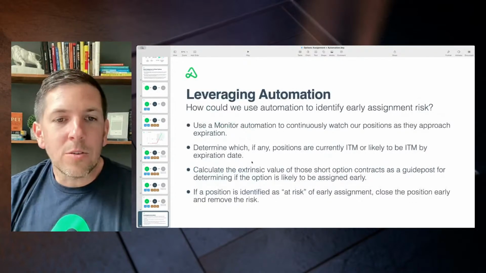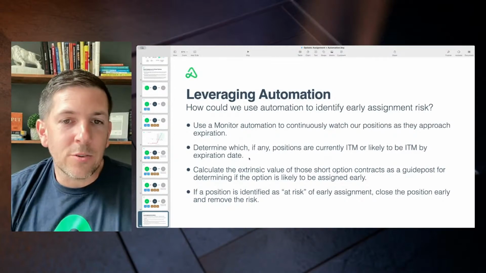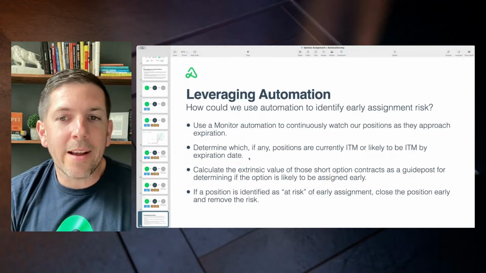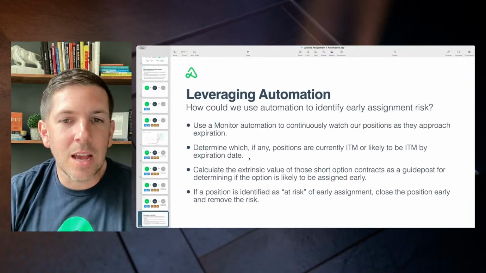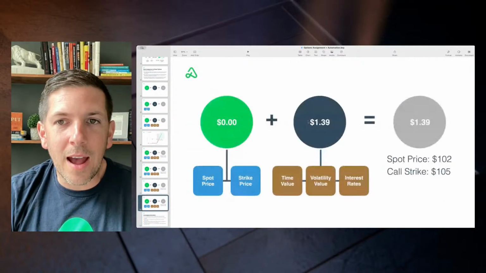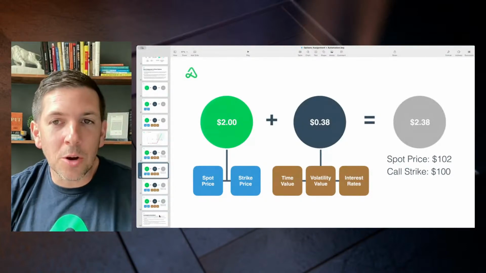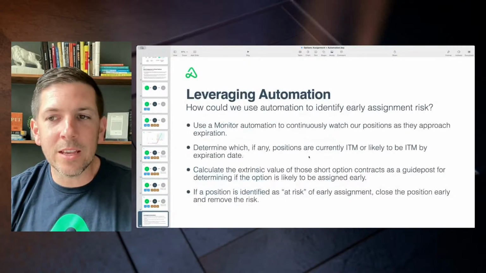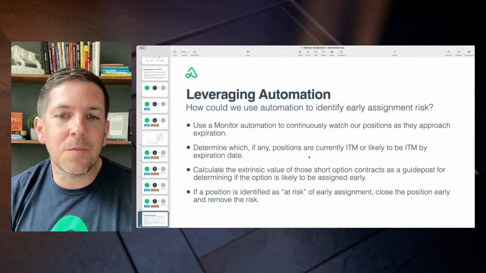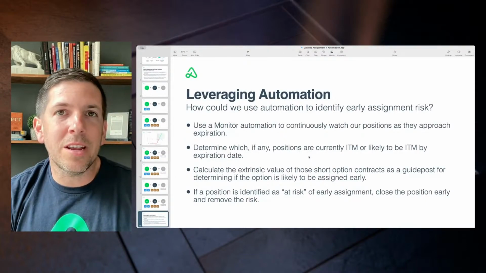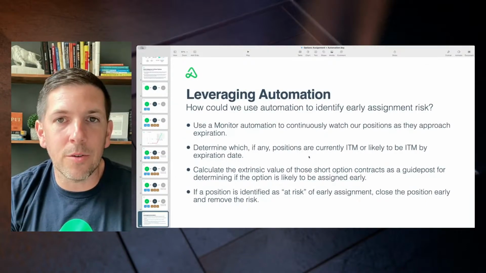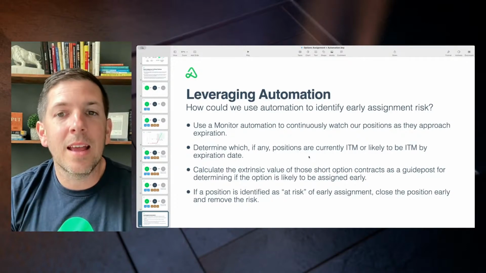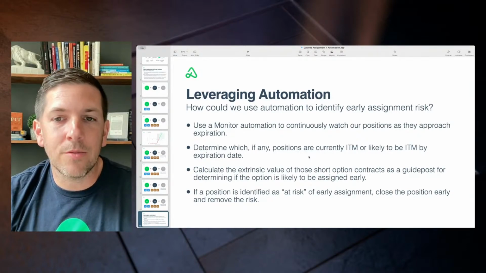The last thing we can do is calculate the extrinsic value of those short option contracts. You can run a simple automation or a simple decision that calculates the extrinsic value. You can pinpoint this exact value right here. How much is this component? Or in this example up here, how much is this component here? And we can determine how much extrinsic value is left in a contract. You can then use this as a guidepost for determining if the option is likely to be assigned early. Remember, if the extrinsic value is very low, I'd say under 10 cents or so, then you're at a much higher chance of early assignment.